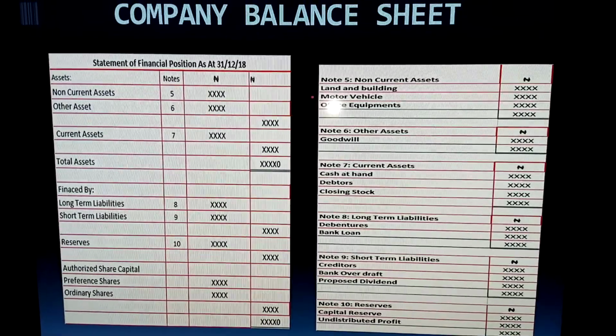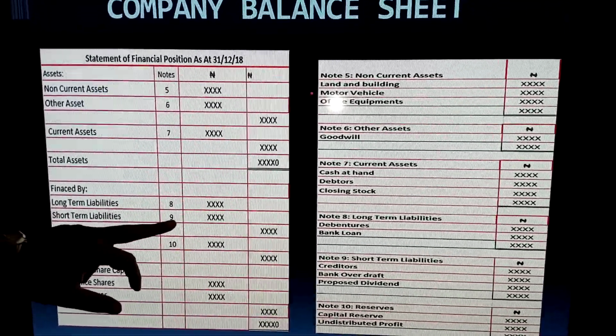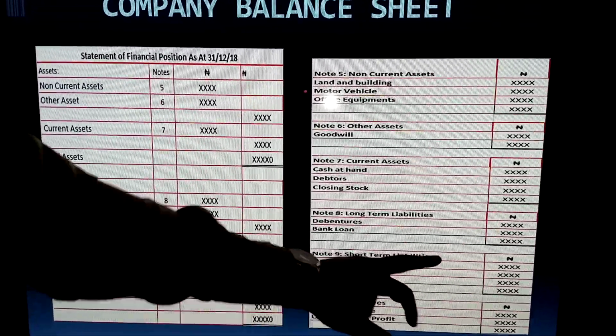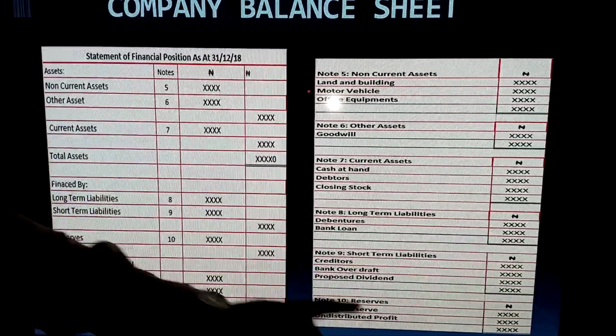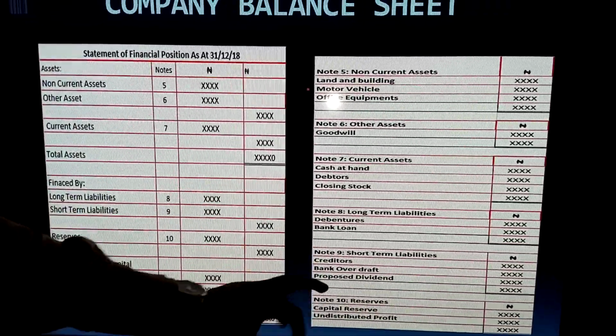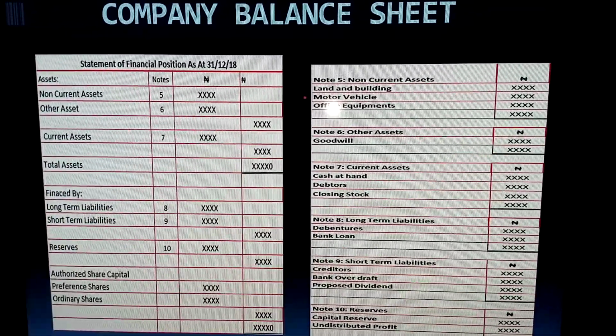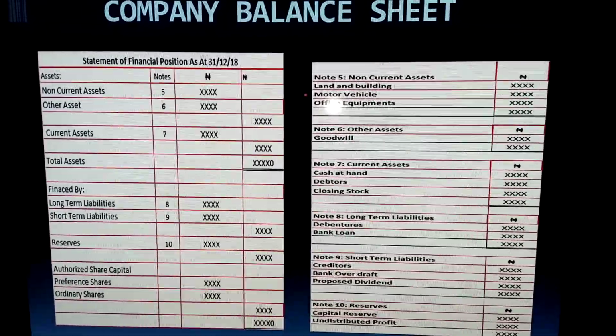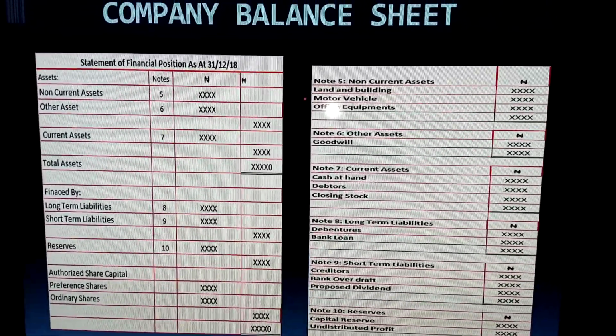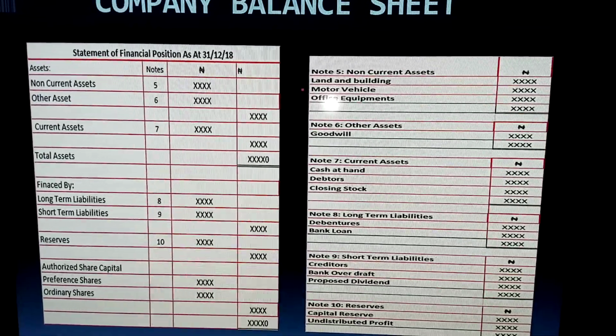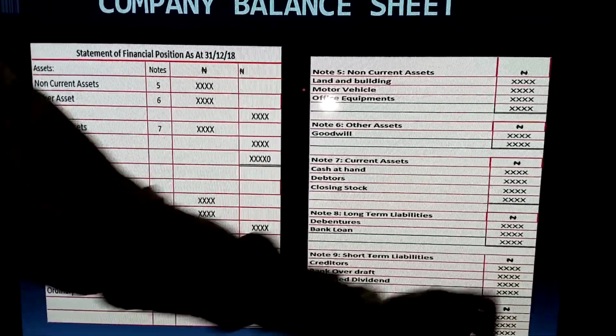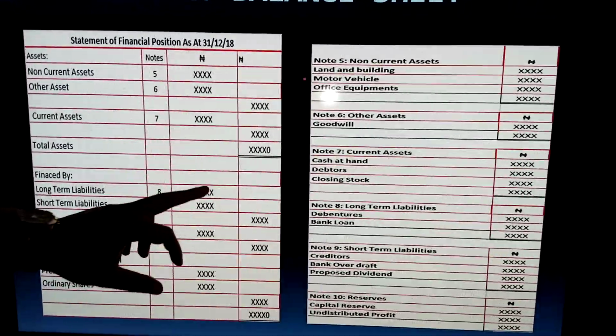Okay, so the next one is short-term liabilities. You have note 9 here. What are short-term liabilities? We have creditors. We have bank overdrafts. We have proposed dividend. Proposed dividend is the dividend that you want to pay shareholders, but you are yet to pay them. So basically, you are owing the shareholders. When you add them together, you have your short-term liabilities here. So that's it. When you add this, you have this.